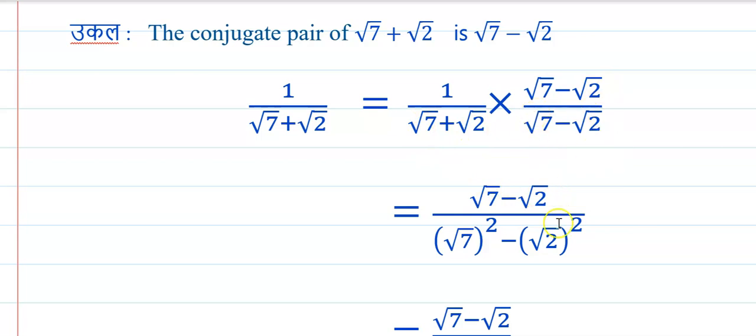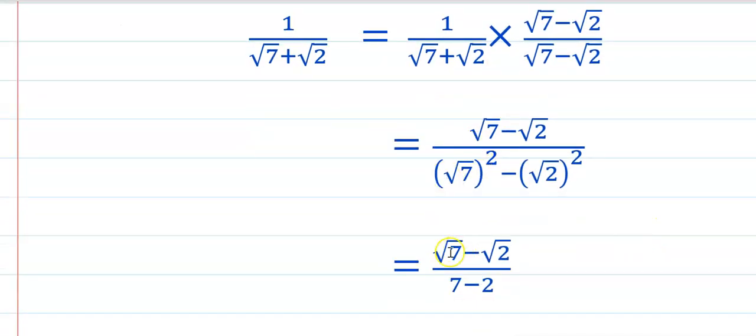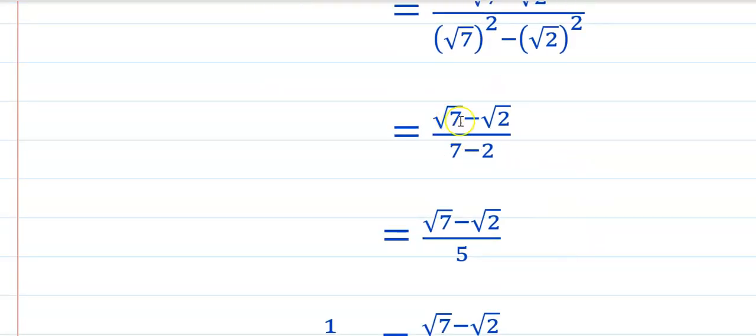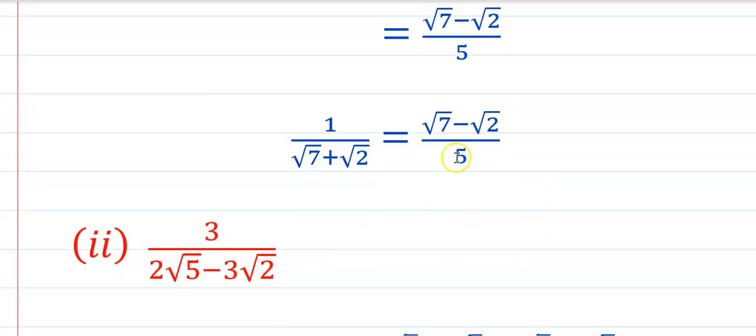A plus B, A minus B means what? A square minus B square. Therefore, you will get root 7 minus root 2 upon root 7 bracket square, therefore 7, root 2 bracket square, therefore 2. Therefore, root 7 minus root 2 upon 7 minus 2, you will get 5. And in this way, you will get 1 upon root 7 plus root 2 equals root 7 minus root 2 upon 5.